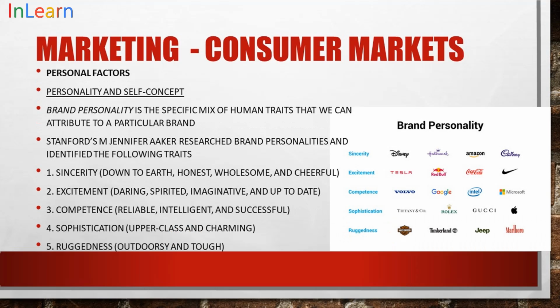Stanford's Jennifer A. Aker researched brand personalities and identified the following traits. 1. Sincerity: down to earth, honest, wholesome, and cheerful. 2. Excitement: daring, spirited, imaginative, and up-to-date. 3. Competence: reliable, intelligent, and successful. 4. Sophistication: upper-class and charming. 5. Ruggedness: outdoorsy and tough.